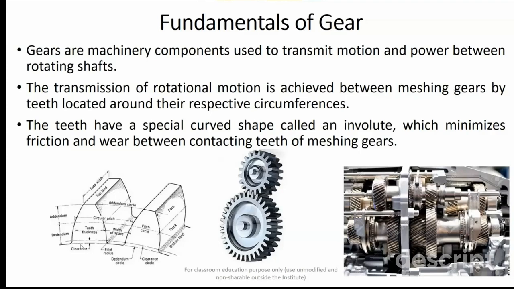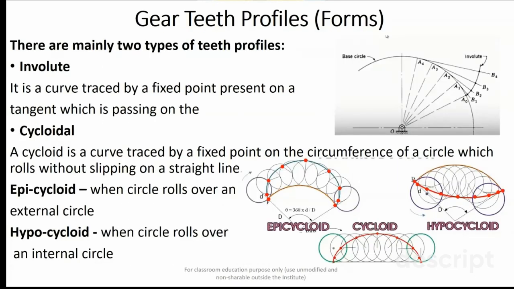This side surface is called the face, and below the pitch circle you have the surface called the flank, and finally at the bottom there is a bottom land, just like the top land. And at the pitch circle you have the thickness of your teeth, which is called the tooth thickness. There are mainly two types of teeth profile.